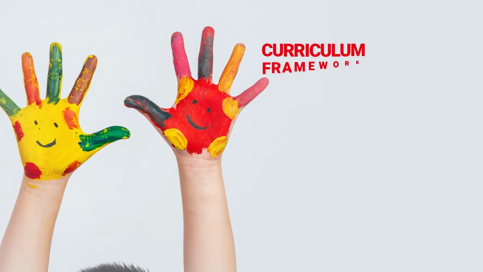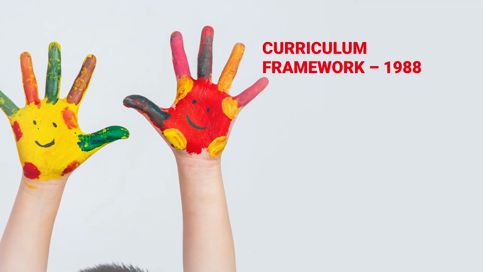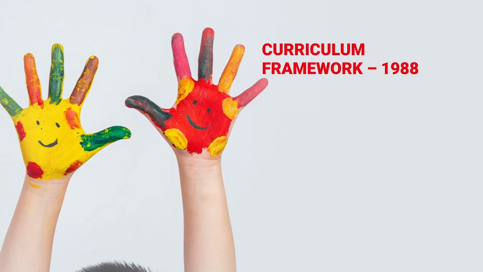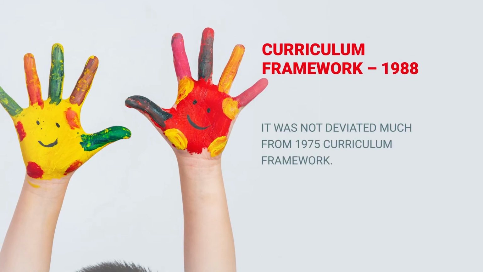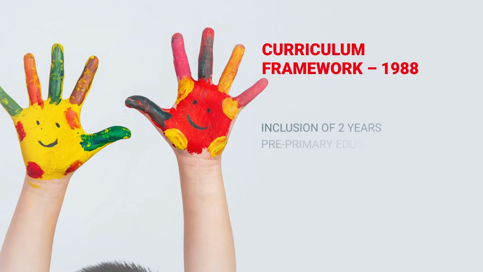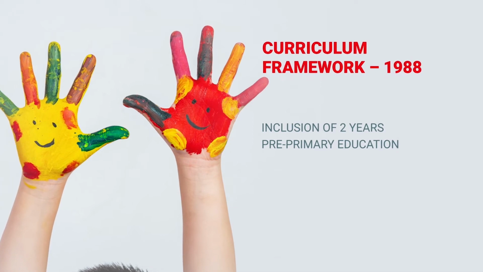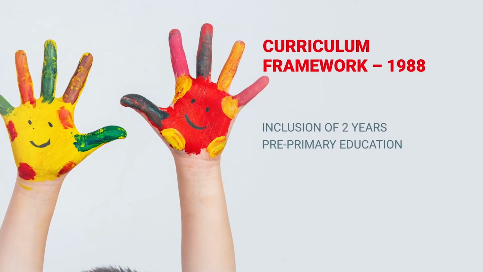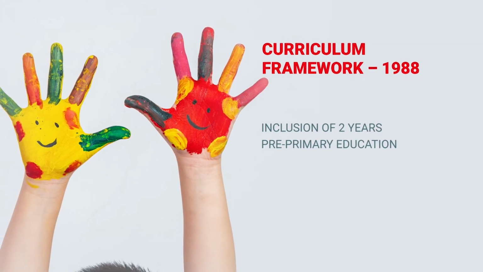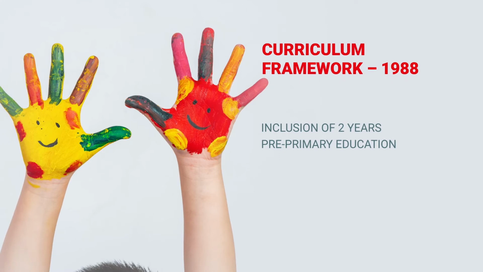Then further in 1988, in the second curriculum framework, little change was made; it did not deviate much from the 1975 curriculum framework. Inclusion of 2 years of pre-primary education was done. Okay. So, before the formal system of education, that means before standard 1, 2 years of pre-primary education was introduced in the curriculum framework of 1988.